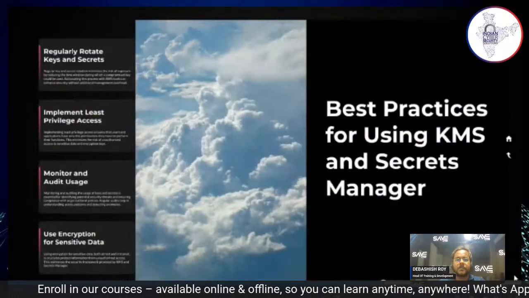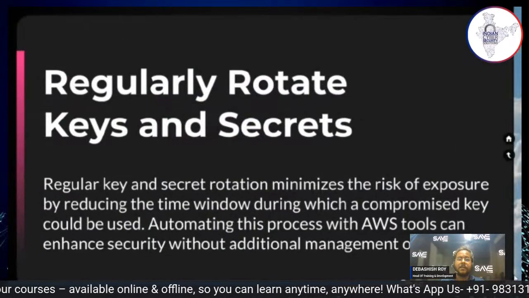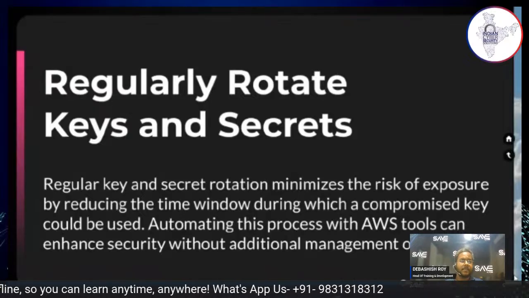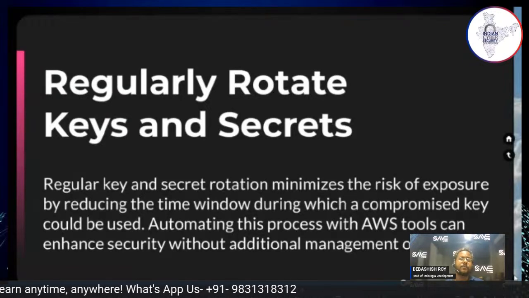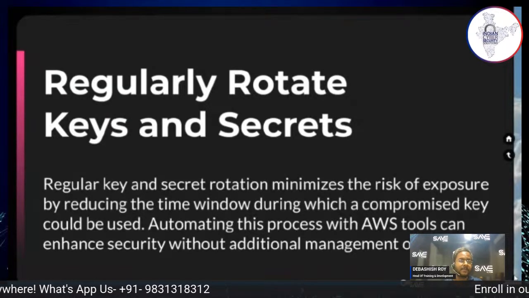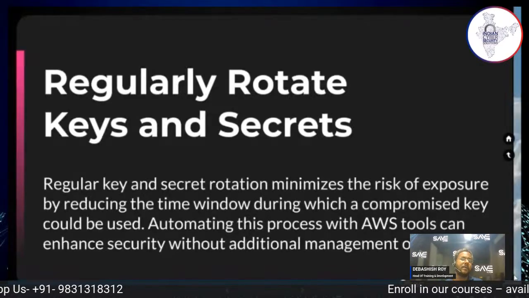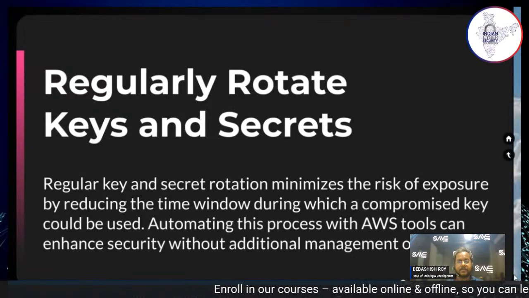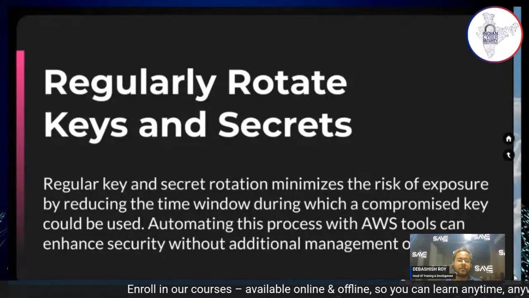So what are the best practices for secrets? Do not use the same key, like you use the key to connect to, let's say, the EC2 instance. Do not use the same key again and again. Regular key and secret rotation minimizes the risk of exposure by reducing the time window during which a compromised key could be used.